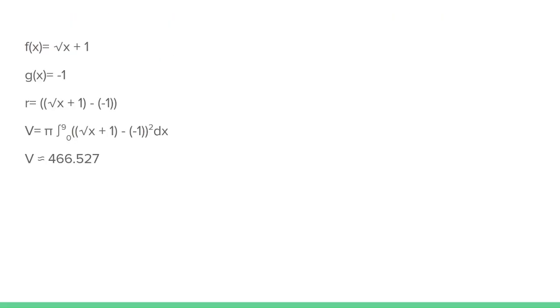Alright, so our upper function here would be the square root of x plus 1, and our lower function would be y equals negative 1. To find our radius, we'll have the square root of x plus 1 minus negative 1. To find the volume, we're going to use the setup pi times the integral from 0 to 9 of the square root of x plus 1 minus negative 1, squared, dx.